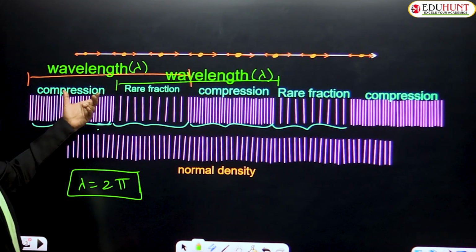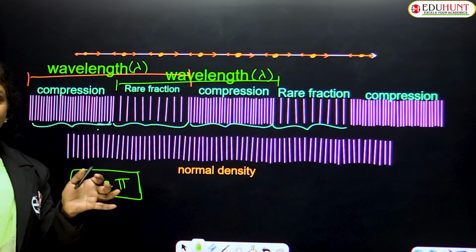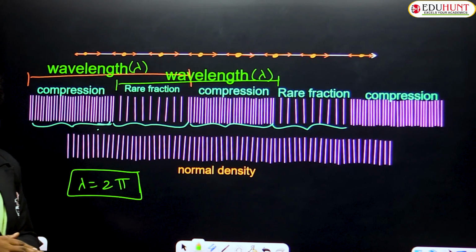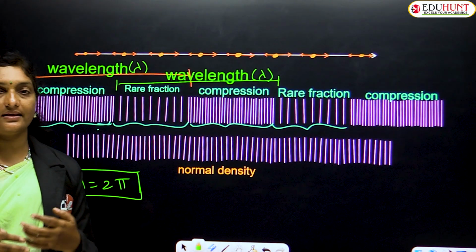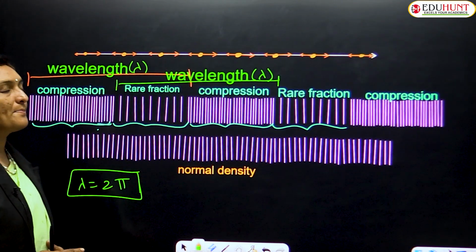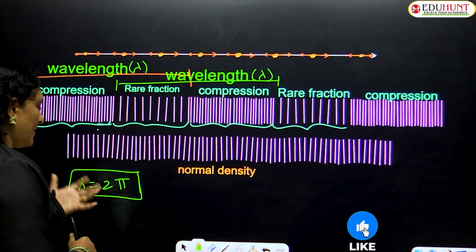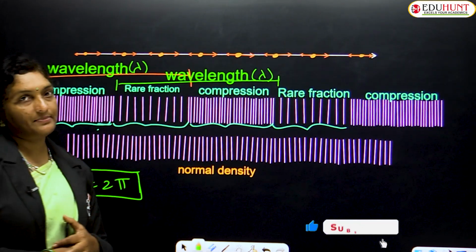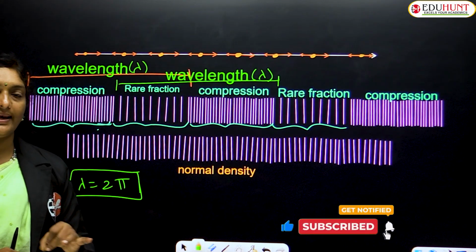So the same distance that you consider as a wavelength in distance mode, in phase terms you consider as 2 pi. We'll discuss the phase in later concepts. The phase difference between any two compressions and rarefactions is always given by 2 pi radians. Children, one more thing to remember: longitudinal waves can travel through solids, liquids as well as gases.